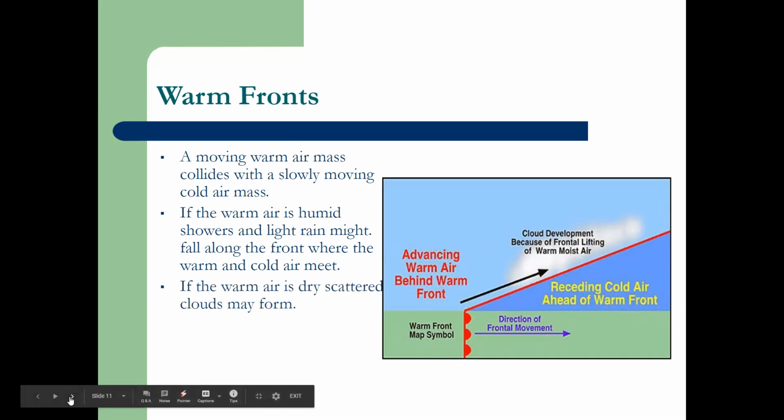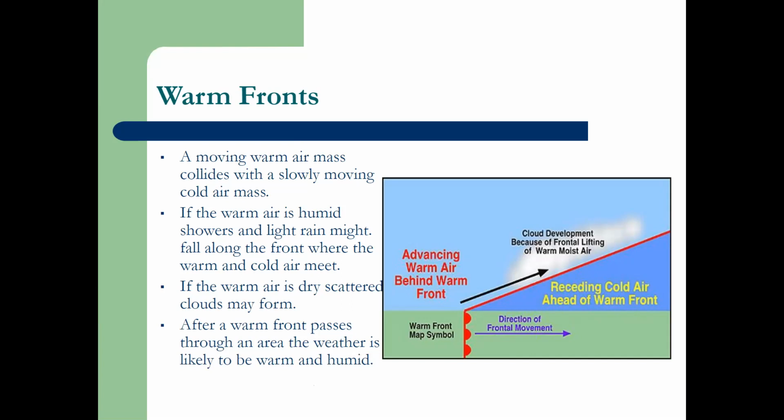If the warm air is dry, again, you just might get some scattered clouds. Might not get any rain at all. And again, we get a change in what the weather is like. It was cooler and drier, and after the warm front passes through an area, it's going to be warmer and more humid. Okay, so warm fronts are going to, again, change the weather, but in this case, change it to be more warm and more humid.